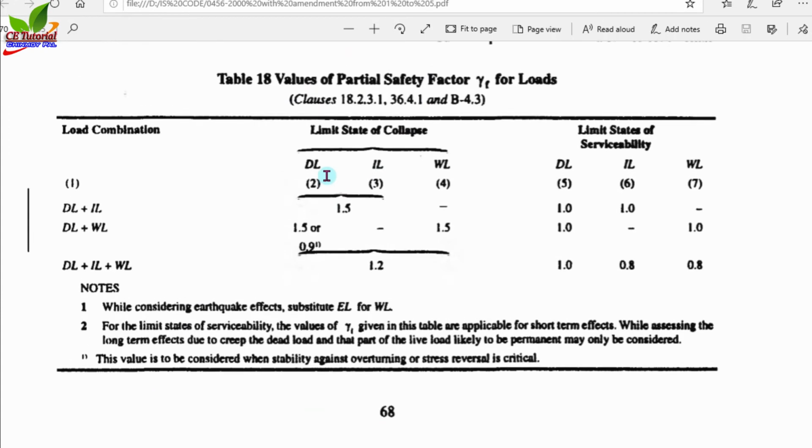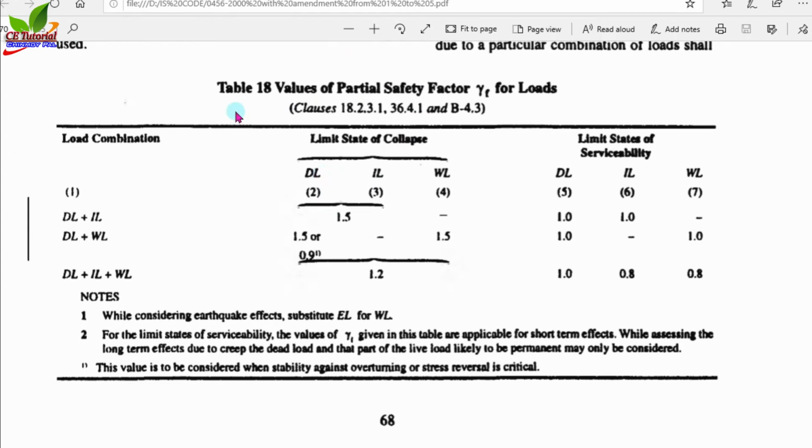Please look at this table carefully. This is Table 18, page number 68 of IS 456. This table gives you the value of partial safety factor for load. Partial safety factor, what is partial safety factor? I'll tell you later.